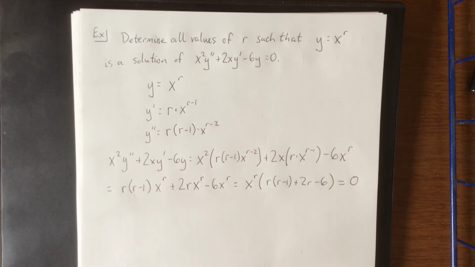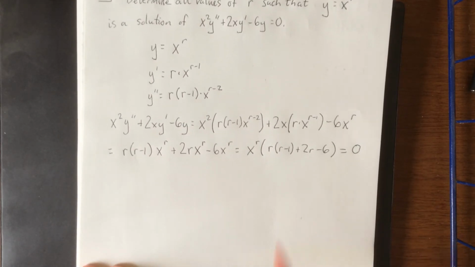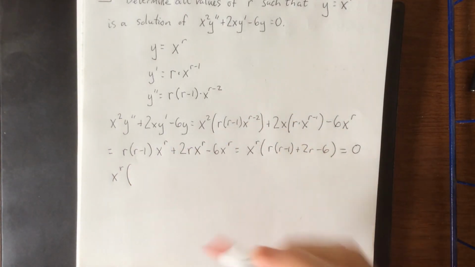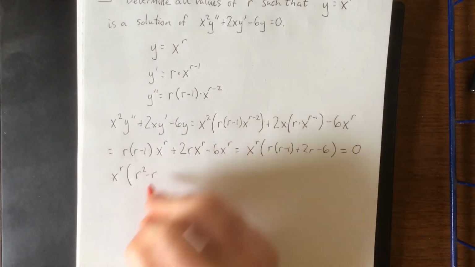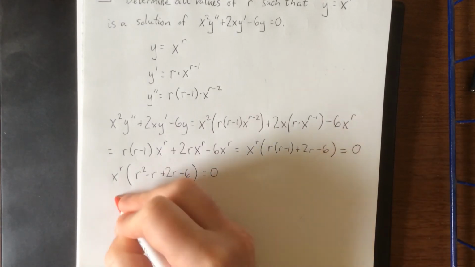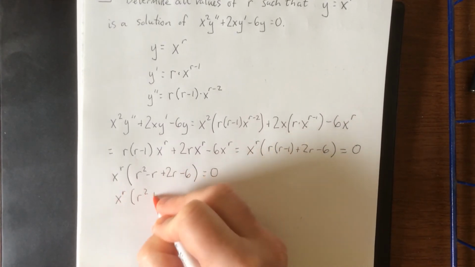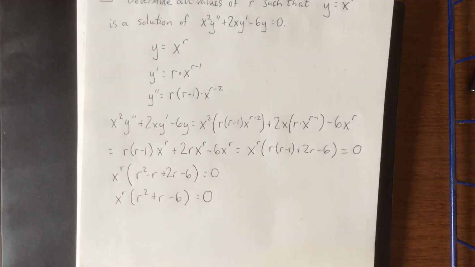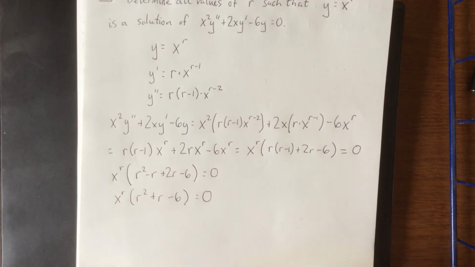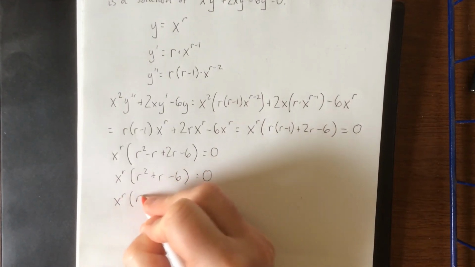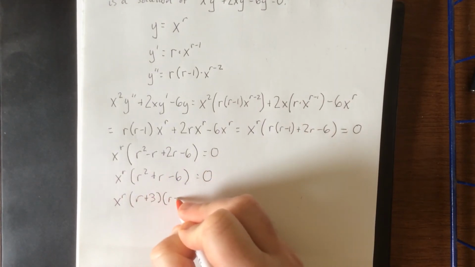What we're going to be doing is solving for r, because that's what the original problem said: determine all values of r. So, leaving the x to the r on the outside, I'm going to distribute the r through the first set of parentheses, and then combine like terms inside that set of parentheses, leaving us with the quadratic expression r squared plus r minus 6, which factors pretty nicely, so we'll go ahead and do so. That'll be r plus 3 times r minus 2.